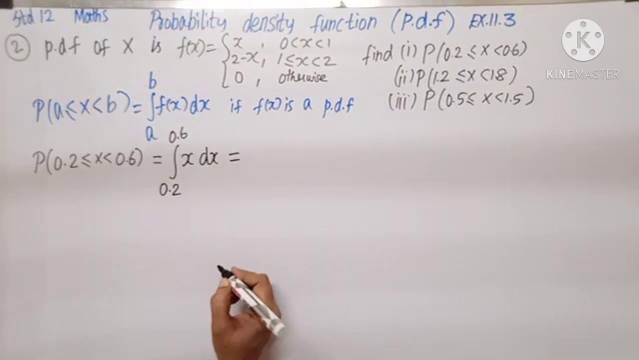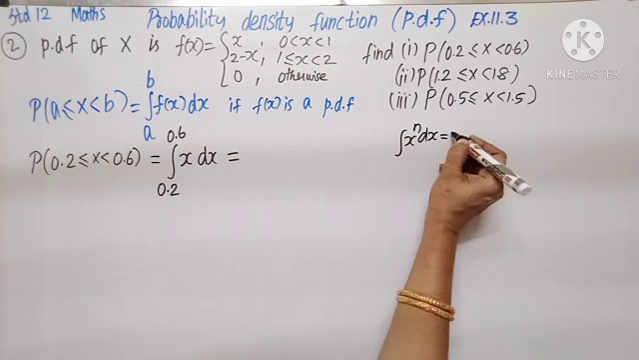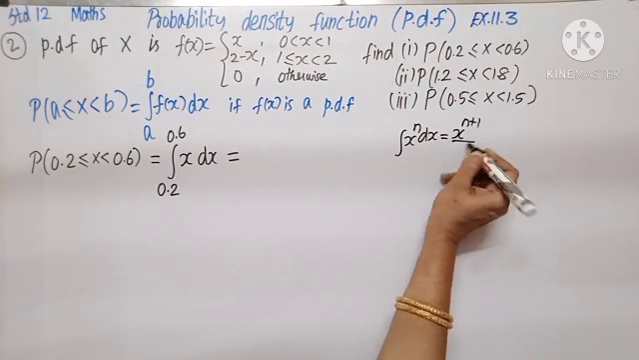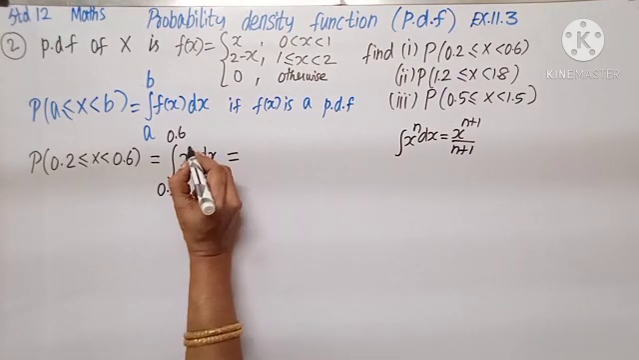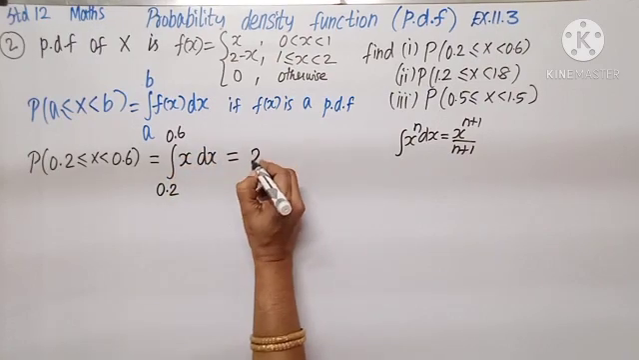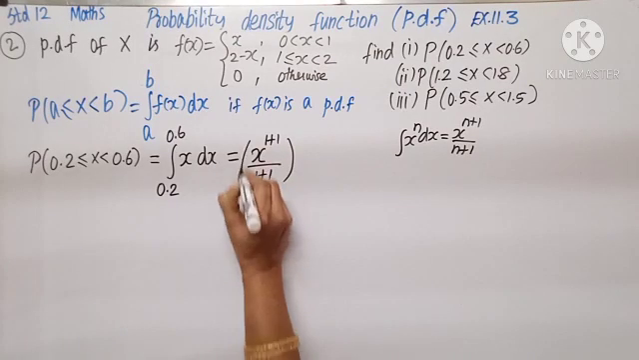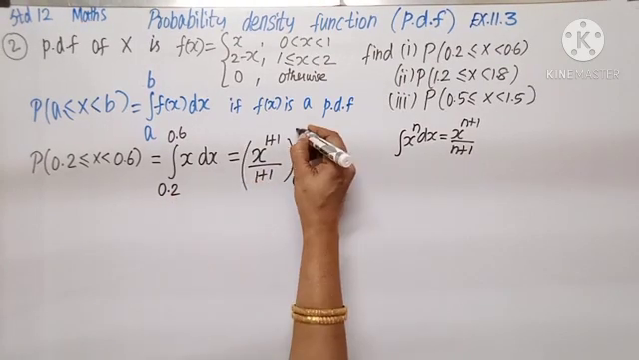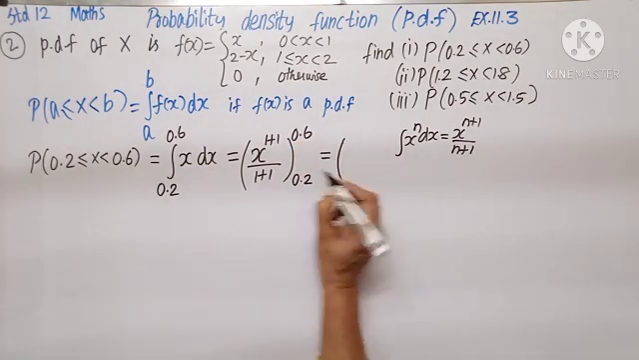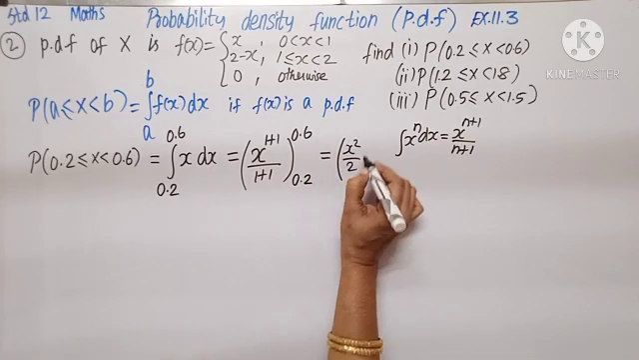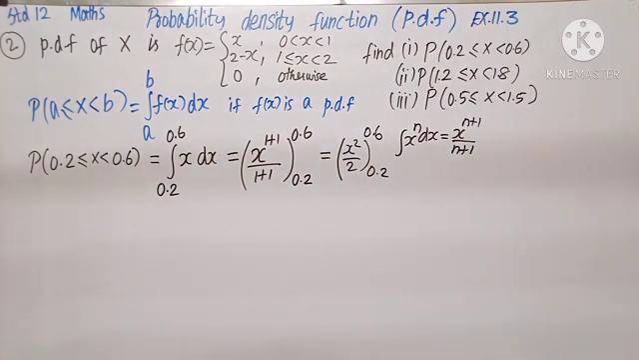As I integrate, let me remember the formula: the integral of x power n dx is x power n plus 1 by n plus 1. Here it is x power 1. So I will write x power 1 plus 1 by 1 plus 1 between the limits 0.2 to 0.6. Or it is x square by 2 between 0.2 to 0.6.